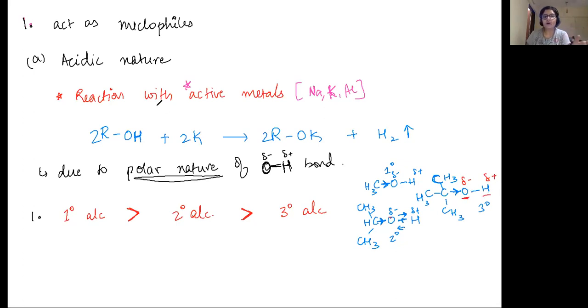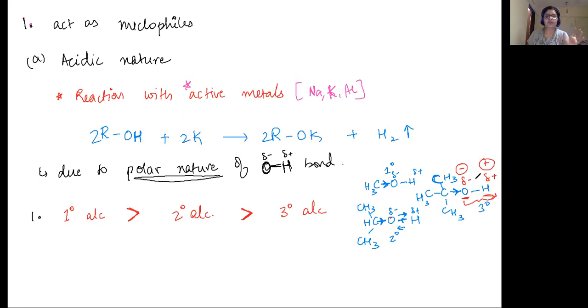For an alcohol to show acidic nature, the whole acidic nature arises from the polarity of the OH bond. If the polar nature between O and H increases, then eventually O can gain a full negative charge, H can gain a full positive charge, and it can give away the hydrogen, right? So if you want to make alcohols acidic, you need to increase the polarity.